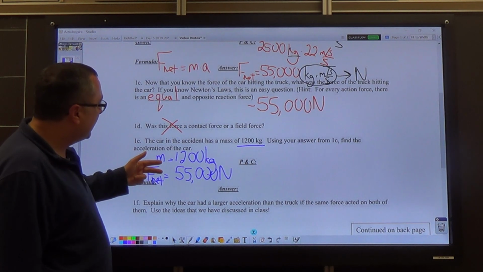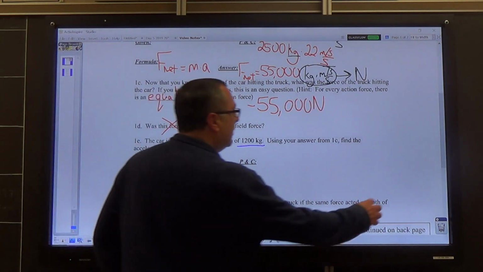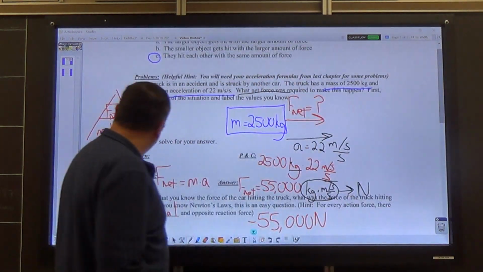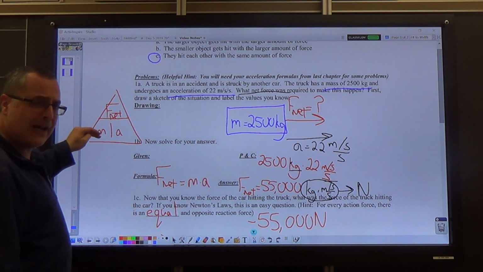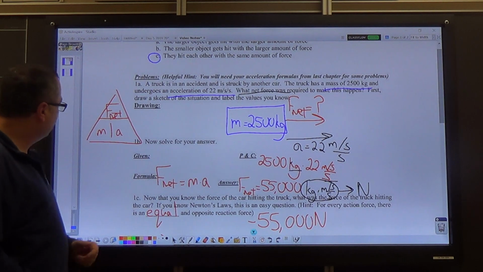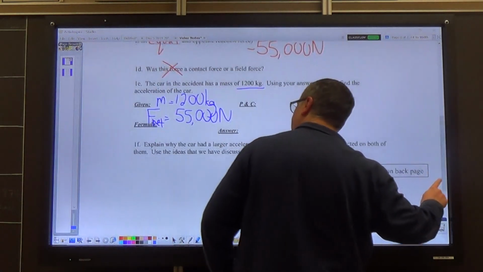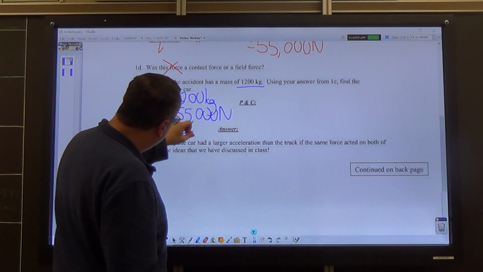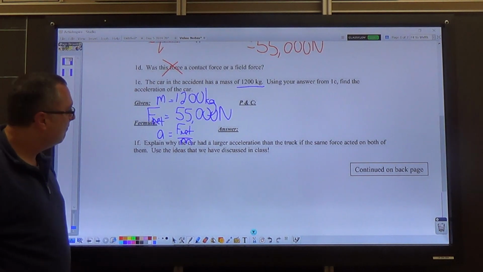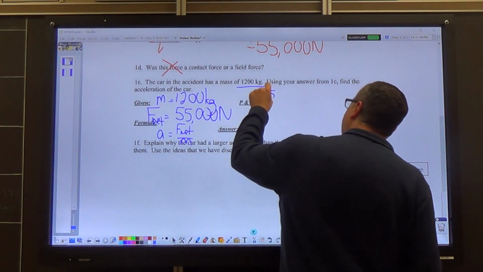So if we want to solve for the acceleration, which is what we're being asked to solve for, we go back up to that triangle. You cover up the acceleration, and now what's left? Net force is on top, mass is on bottom. Therefore, you divide the top by the bottom, and you end up with acceleration equals the net force divided by the mass. So you just plug in your numbers at that point.